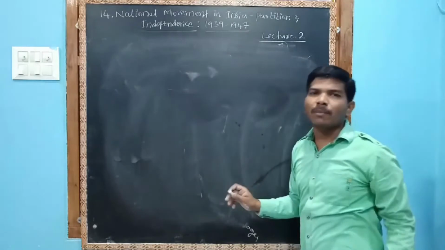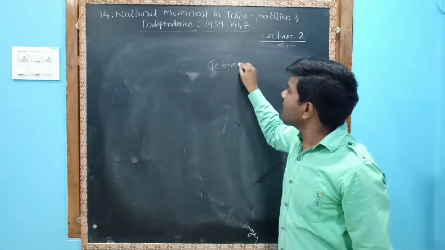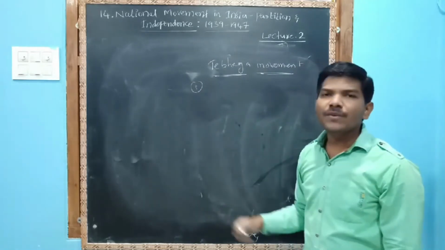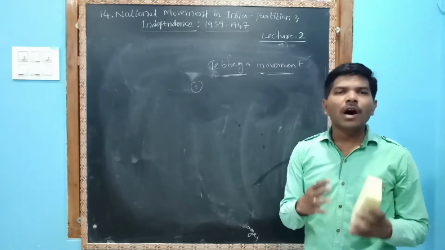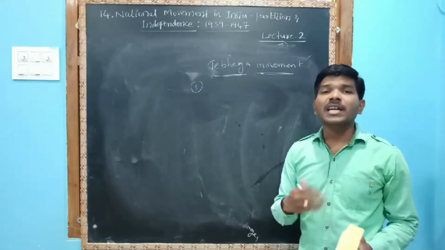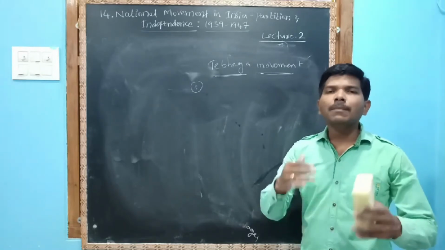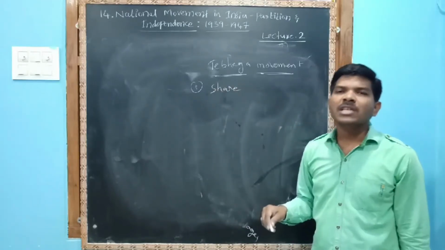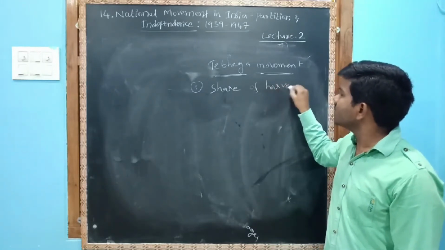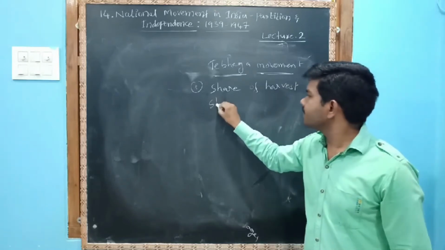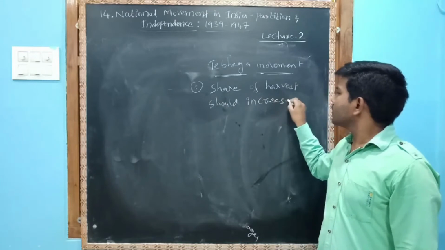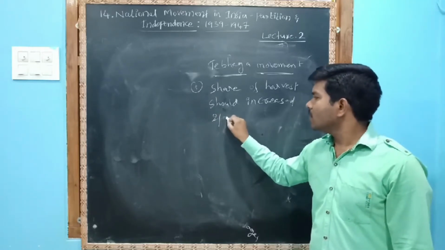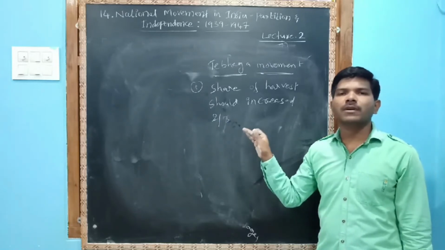Now let us see the Tebhaga movement. In Bengal, a movement called the Tebhaga movement was started. What is the Tebhaga movement? The peasants were asking that their share of the harvest should be increased to two-thirds. For example, tenants who rented land were paying most of the grain to the landlords. So what is their demand? The Tebhaga peasants were asking that their share of the harvest should increase to two out of three portions instead of half.